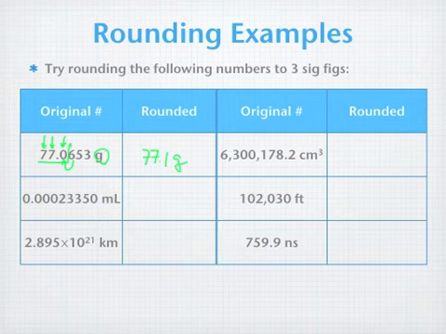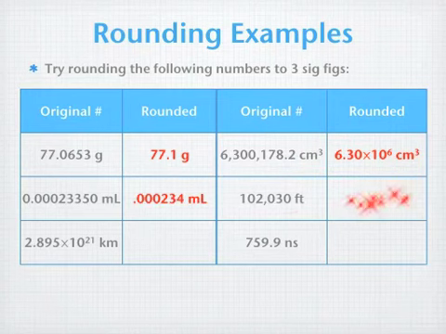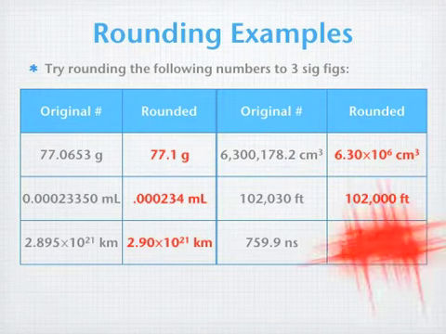All right, so I'm going to pause the video at this point. There's a 77.1 grams. I want you to round these numbers to the correct number of significant digits. And we're back. So, how did you do on this?